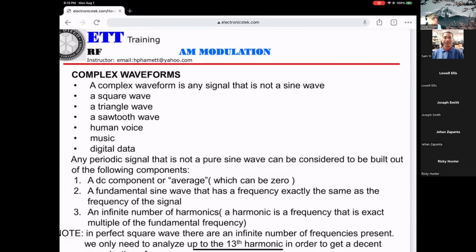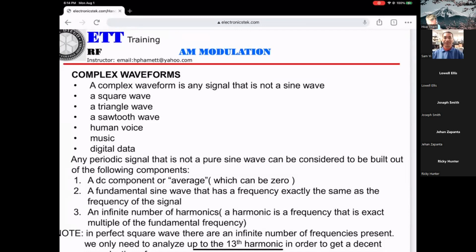Okay. Square wave, triangle wave, sawtooth wave, human voice, music, or digital data. That's what they call a complex waveform. Any periodic signal that is not a pure sine wave can be considered to be built out of the following components: a DC component, or average, which can be zero; a fundamental sine wave that has exactly the same frequency as the signal; and an infinite number of harmonics. A harmonic is a frequency that is an exact multiple of the fundamental frequency.